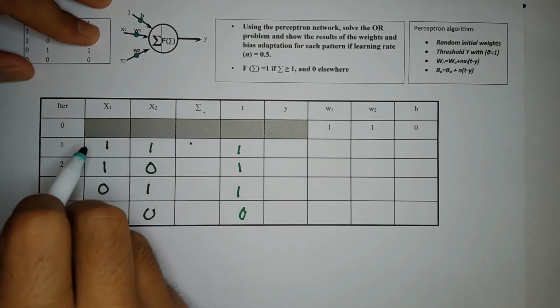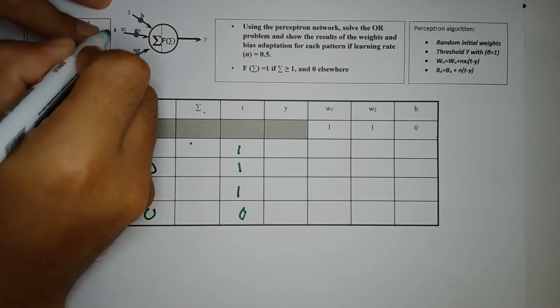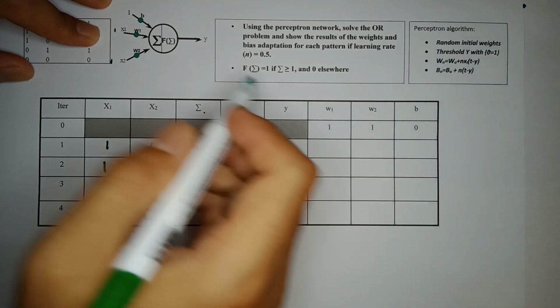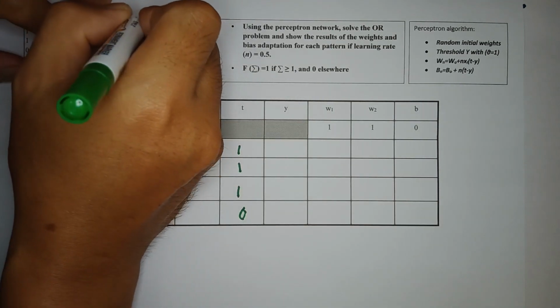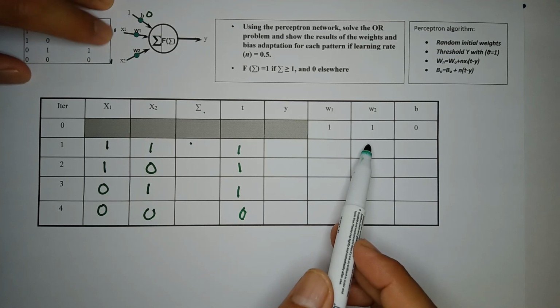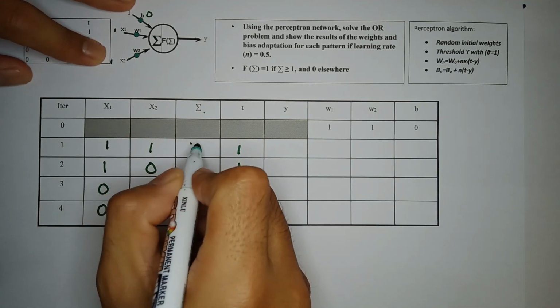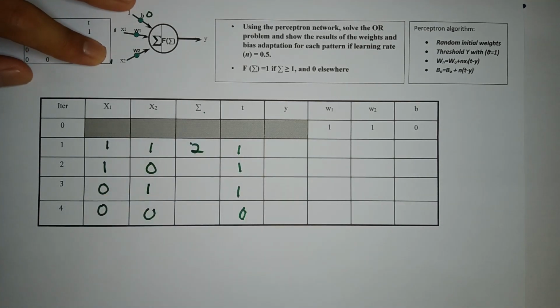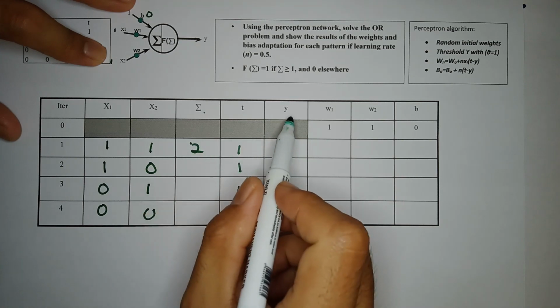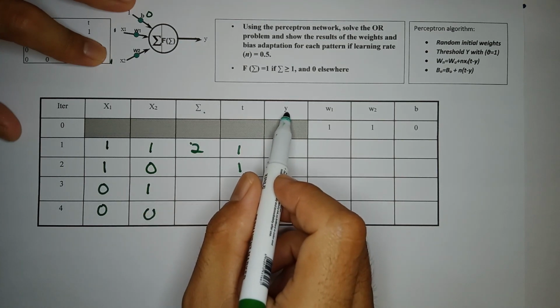We have the value of x1 equal to 1, x2 also equal to 1, and the bias value here equal to 0. So in this case, 1, 1, 0 means that the summation of value will be equal to 2. Once we find the summation value, the next part is to find the value of y.